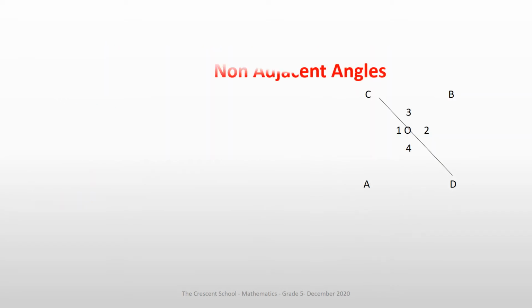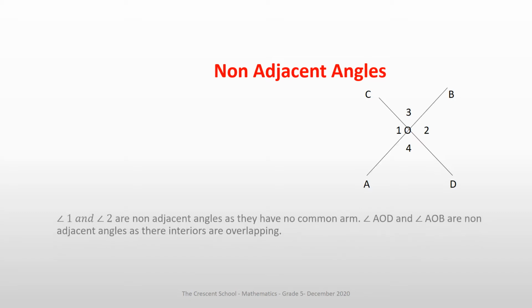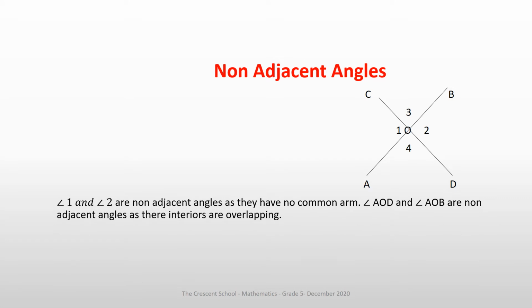Non-adjacent angles. Students, look at the figure. You can see straight line AB and straight line CD meet at point O and make four angles: angle 1, angle 2, angle 3 and angle 4. O is vertex. Vertex is a point at which two or more lines meet.